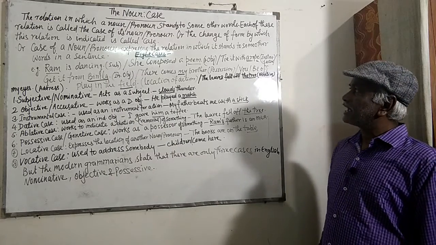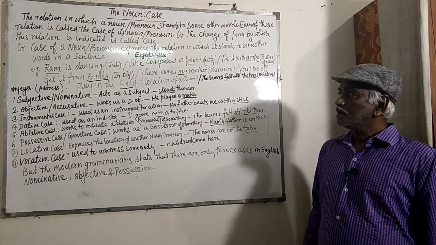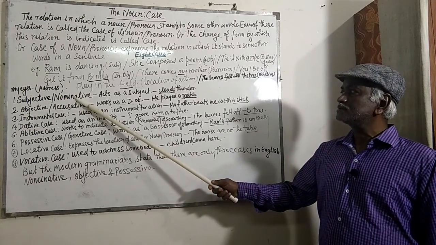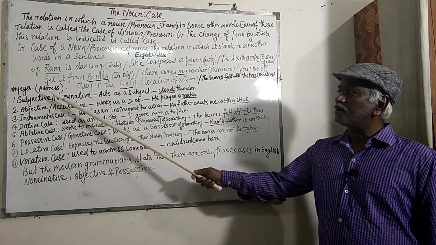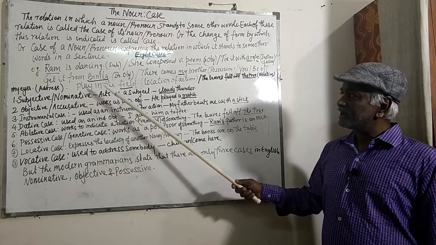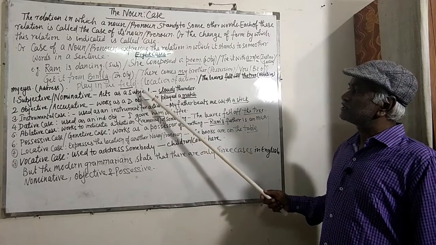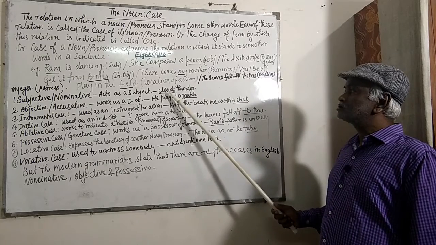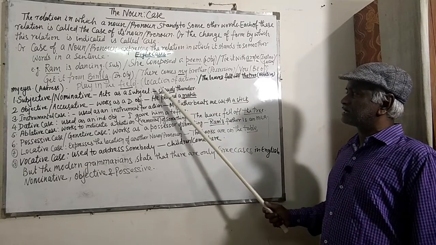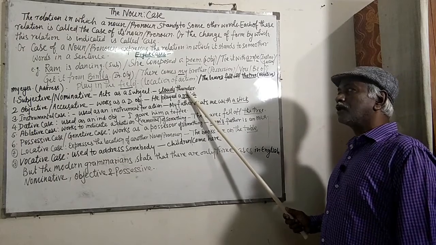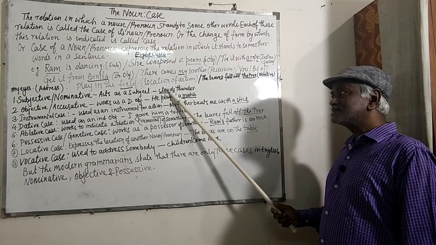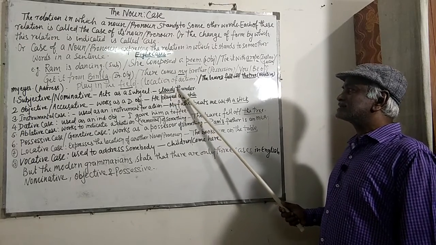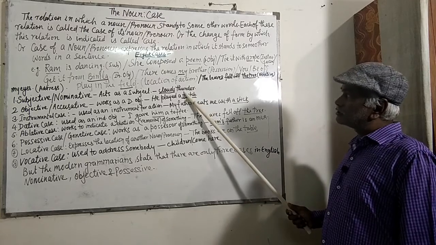Now, there are 8 cases. Let us see. First one is subjective or nominative case. This subjective or nominative case acts as a subject to the verb. Suppose I say, clouds thunder. Clouds here is a noun and thunder is a verb. So this clouds is acting as a subject to the verb thunder.